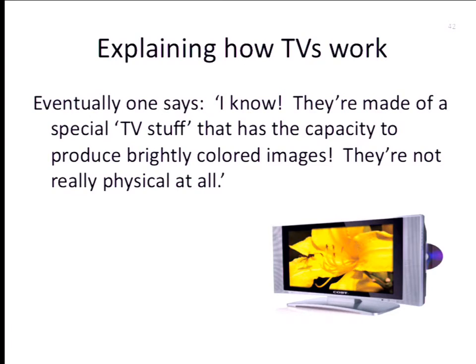How do TVs work? But then someone says, look, we've all been working on the wrong track. The reason we're finding it so hard to understand how TVs work is they're not physical at all. They're made of a special TV stuff. And if you ask how TV stuff is generating all those brightly colored images, well, that's of the essence of TV stuff. That's just what TV stuff does. And people say, that's brilliant. And there's a career to be had there. But the whole thing is obviously fake.